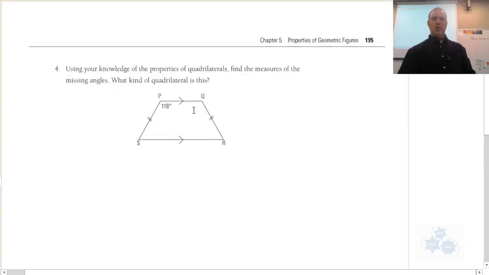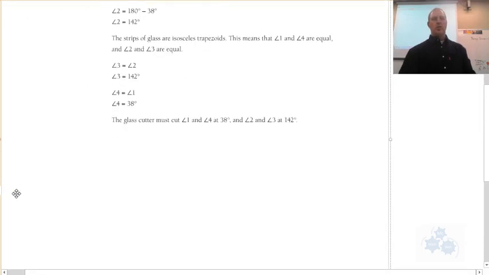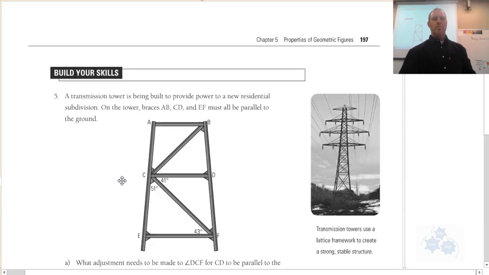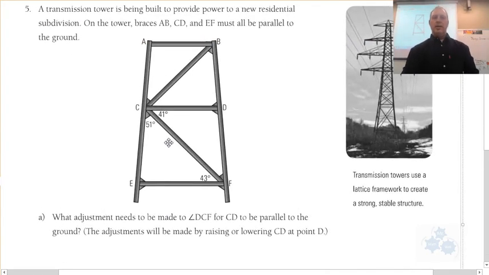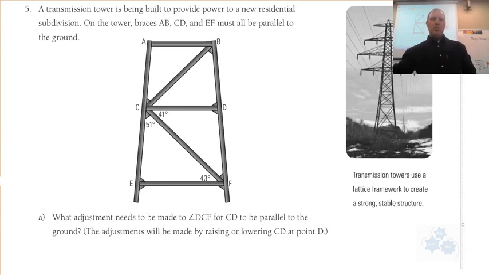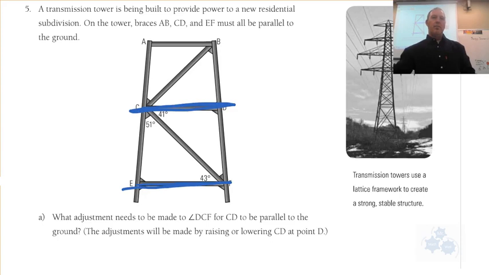If you're asked to determine angles or side lengths, try and show your work as much as possible, or give your reasoning. I also noticed on your reviews that some of you didn't give reasoning. This was one question on the build your skills that a lot of you got wrong. What has to happen for CD, that bar right there, to be parallel to EF?